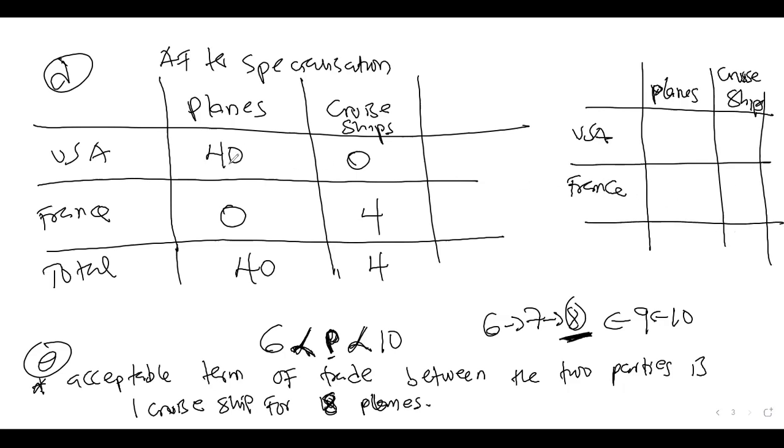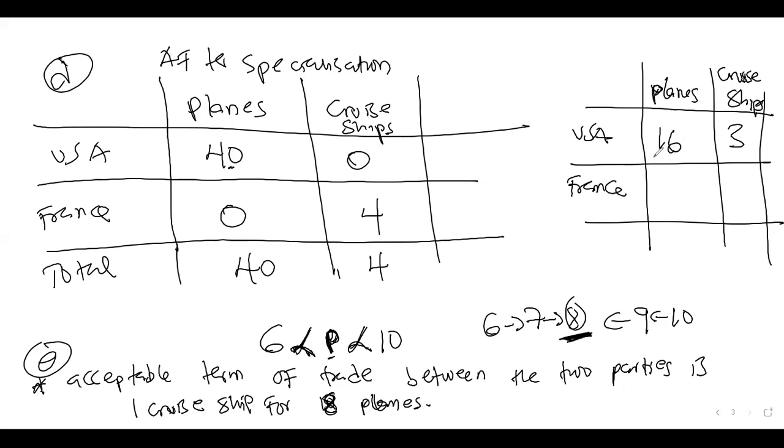Now, this is after specialization, right? And the US wants 3 cruise ships. So let's say they'll get their 3 cruise ships. But based on the terms of trade, they will sacrifice 24 aeroplanes, because the acceptable terms of trade between these two countries is that 1 cruise ship is for 8 planes. So if they want 3 cruise ships, they will sacrifice 3 times 8, that is 24. So here, 24 will leave. When it flows over to cruise ships, it now becomes 3. So what is left here is 40 minus 24, and that is 16.